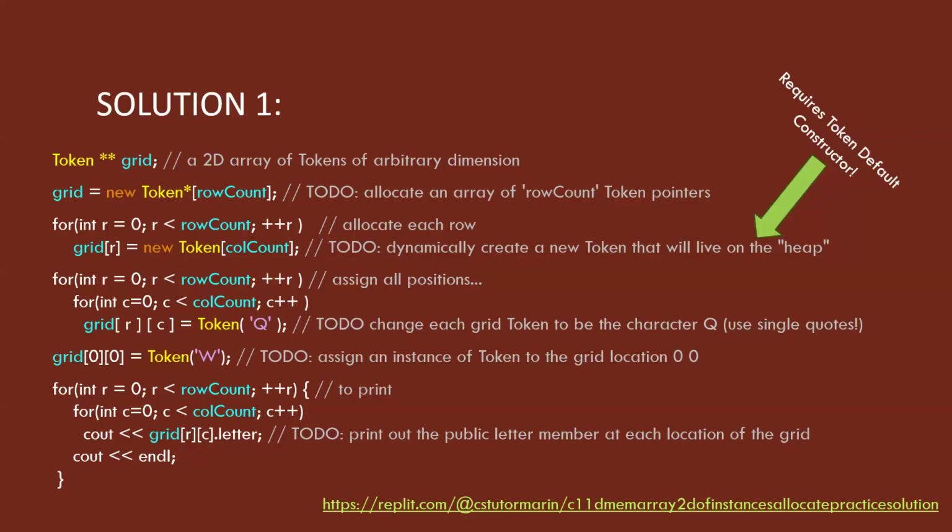An array of tokens gets called, the constructor gets called over and over again, column count times for a single row, but we don't call the constructor over here. That's just an array of pointers, which does not call the constructor. Hopefully that sinks in and makes some sense, because you might think, well, it says token, so it must be calling the constructor, but it's just saying I need an array of pointers. What kind of pointers? Token pointers. Okay.